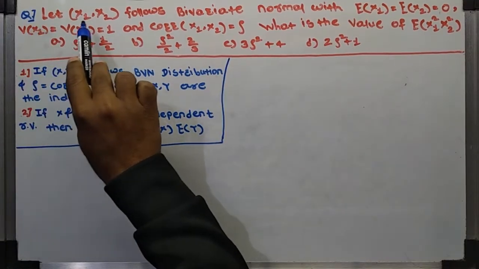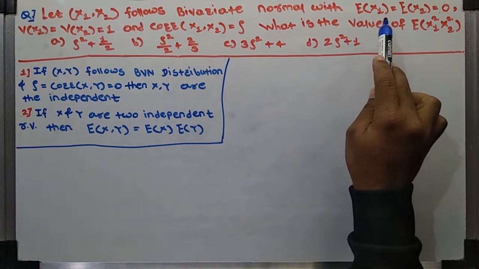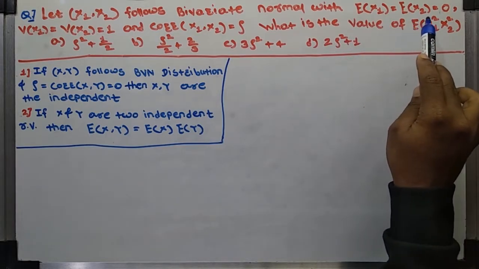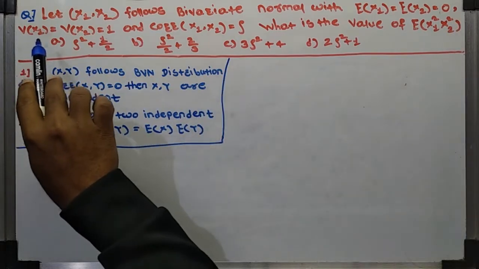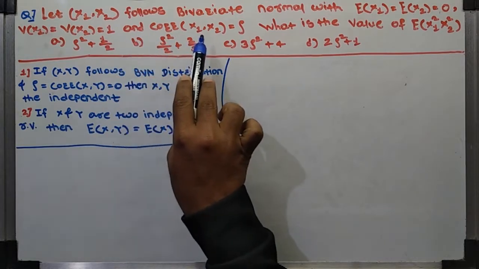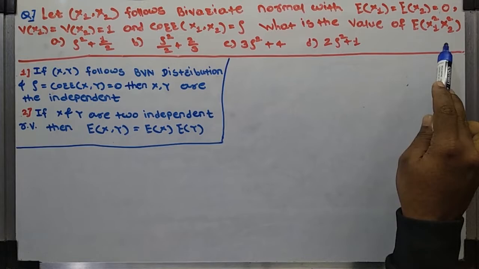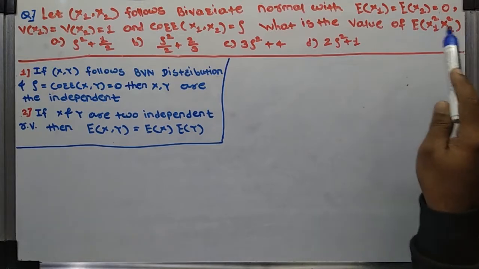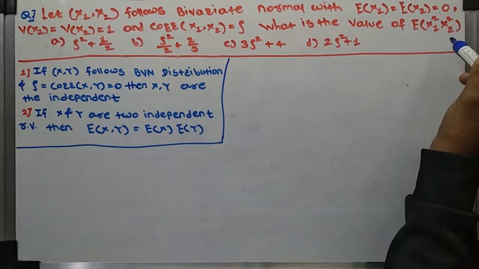Question is, let X1, X2 follow a bivariate normal distribution with expectation of X1 equal to expectation of X2, which is 0, and variance of X1 equal to variance of X2, which is 1, and correlation between X1, X2 is rho. What is the value of expectation of X1 square into X2 square? We need to find the value of expectation of X1 square into X2 square.